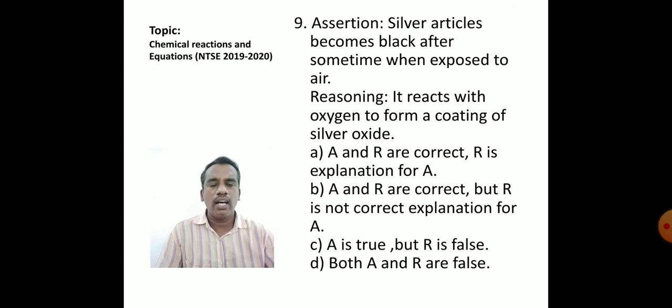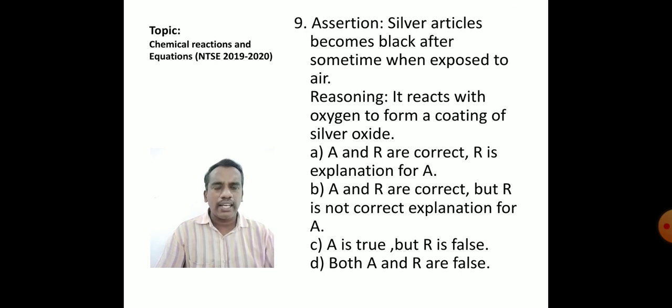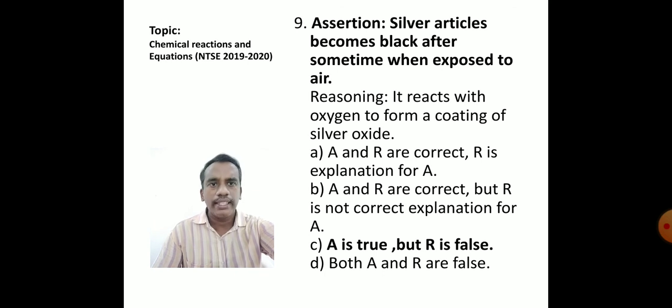So let us see option A. A and R are correct. Assertion is correct, but reasoning is incorrect. Let us see option B. A and R are correct. Here assertion is correct, but reasoning is false. We cannot agree here. See option C. A is true, as silver articles are becoming black, and the reasoning is not the correct reasoning because silver is reacting with sulfur to form silver sulfide. So what is the correct answer we can give? We can give the correct answer as C, because in option D, both A and R are false. So we have only option C.